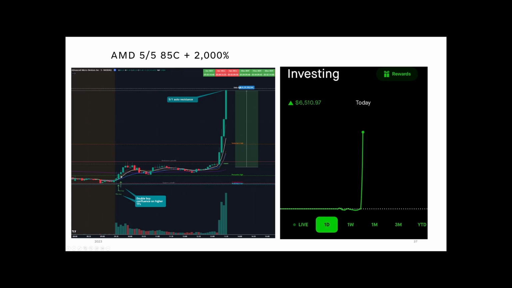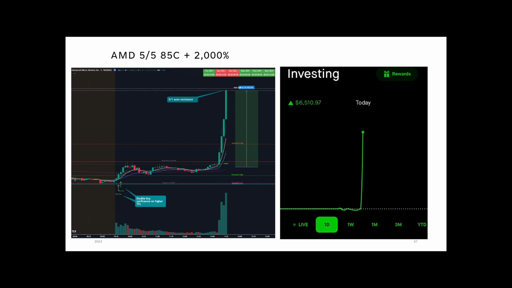We were showing some strength, we were making a move, we closed above VWAP, we closed above all these EMAs, even the 200 EMA, so we're looking good. I hopped in those 5-5, so I guess tomorrow expiry 85 calls, and I was just looking to hold them to swing into the next day.